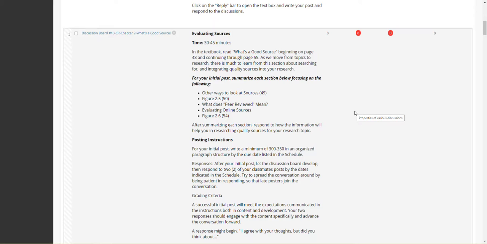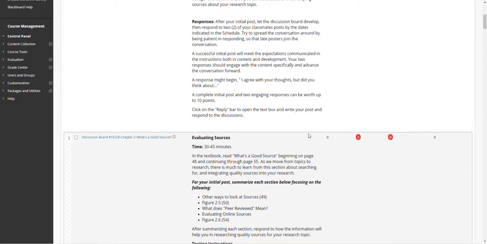So after summarizing each section, respond to how the information will help your researching and finding quality sources for your research topic. So there has to be some response. I'm looking for about 300 to 350 words here. A good initial post, and then of course, your two responses.